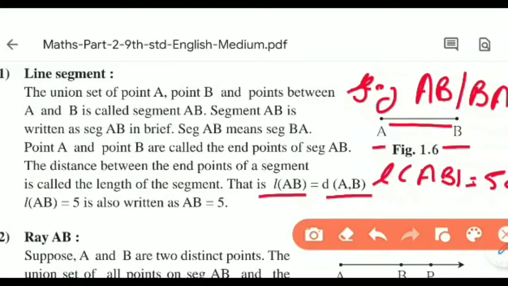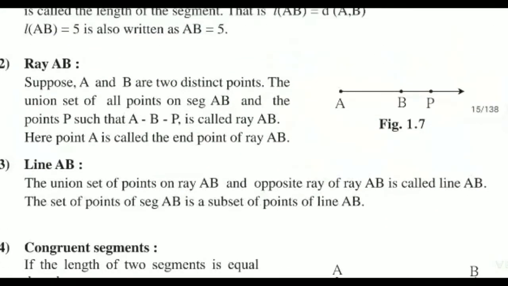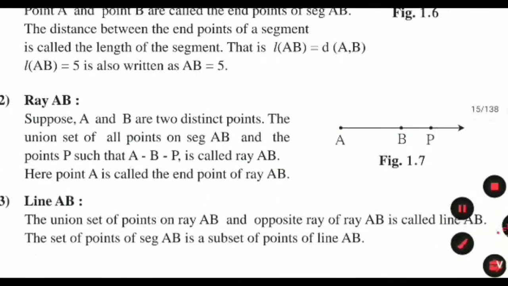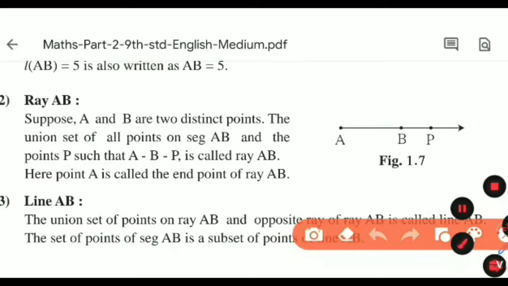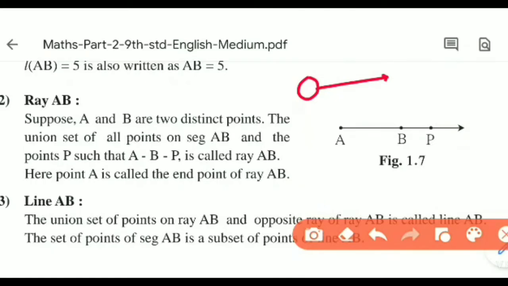So L for length of AB and D for distance of AB. Okay, now after completing the line segment we will move towards the ray AB. What is ray AB? You know that ray means what we are understanding? The sun rays. Suppose this is the sun and these are the rays. So we are starting from here.